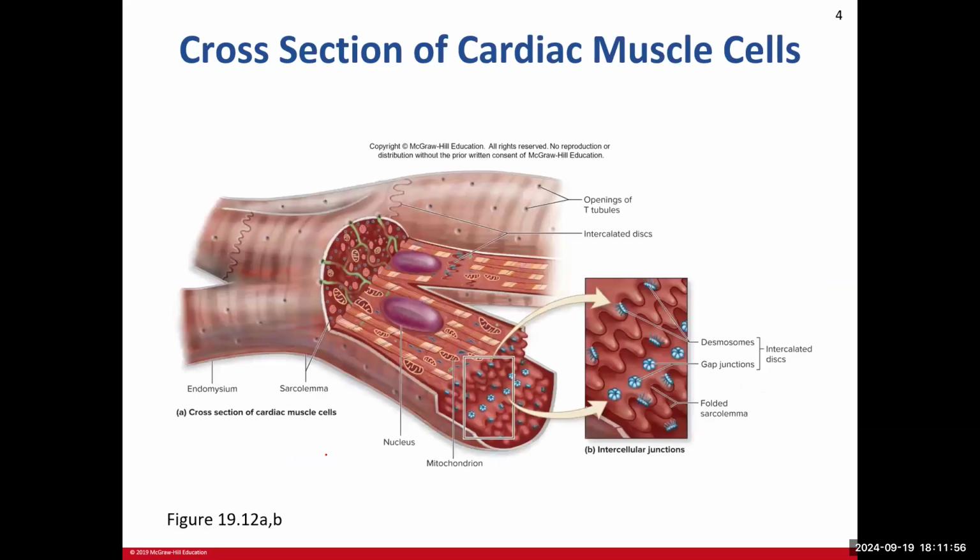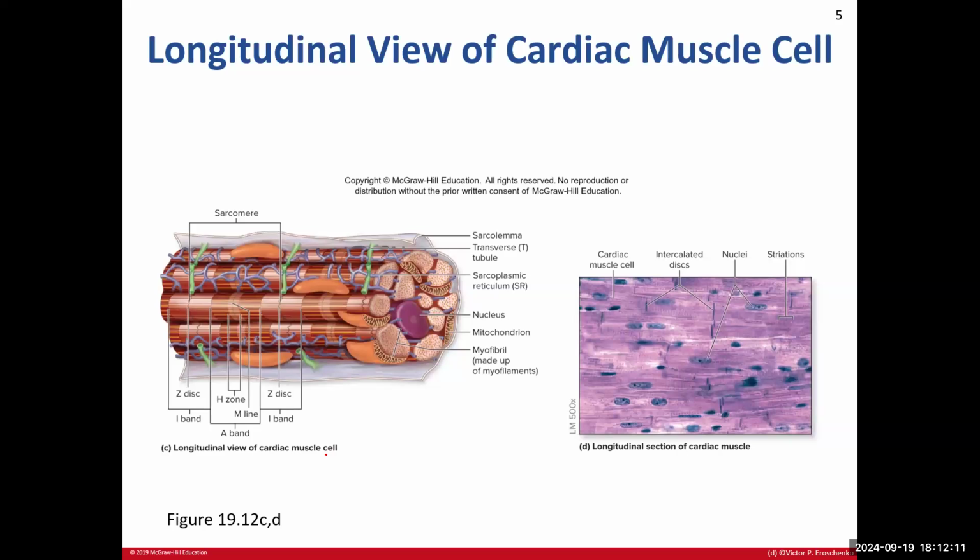So that's what you're seeing here in this little box. Here you can see those gap junctions, usually 6 proteins in a concentric circle, that allow the ions to flow from one cell to the other. And then we have our desmosomes here that help to anchor the cells to one another so they can contract more efficiently.